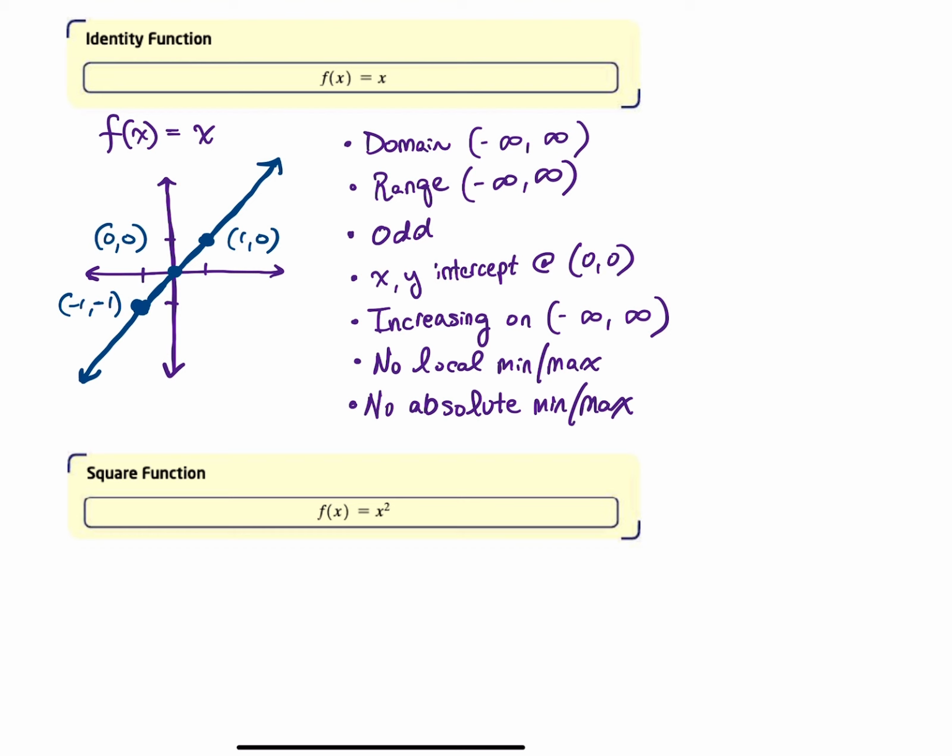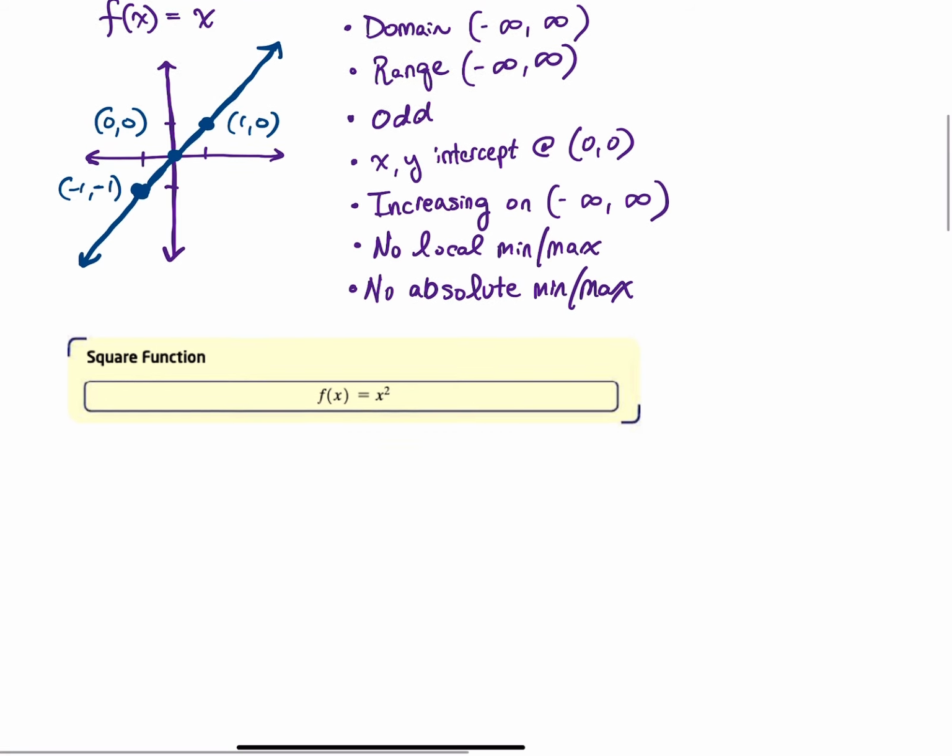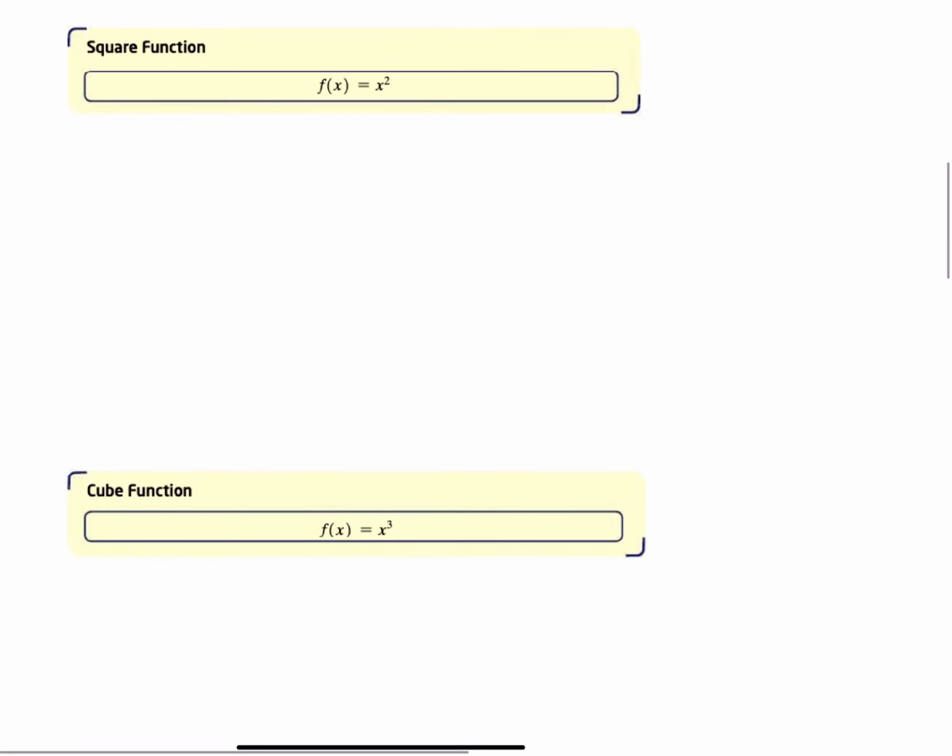This one should be familiar. You've probably done a lot of work looking at different kinds of lines, and so how this one line can be shifted around, flipped around, and all of that. Another one, probably seen a lot, the square function. So this is like the most basic quadratic, a parabola.